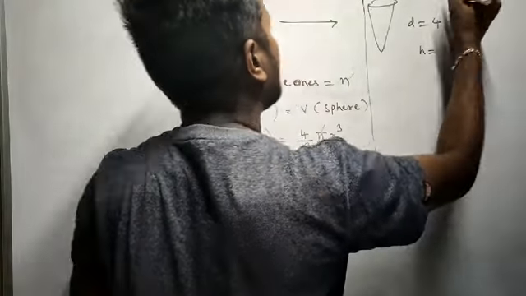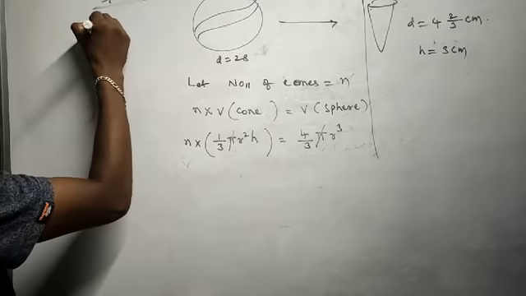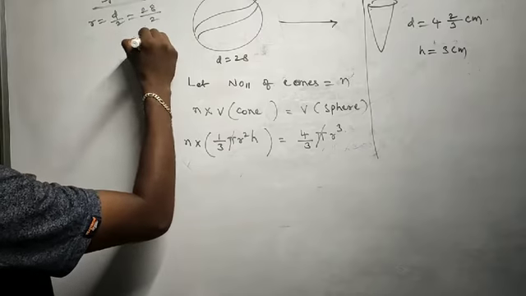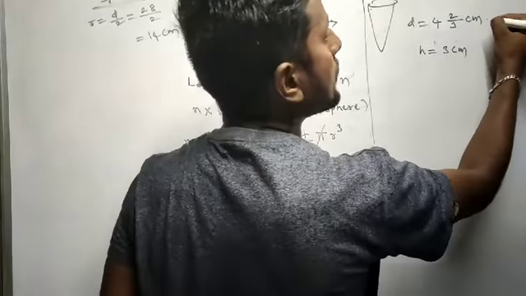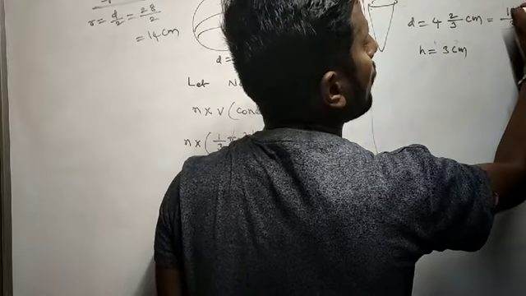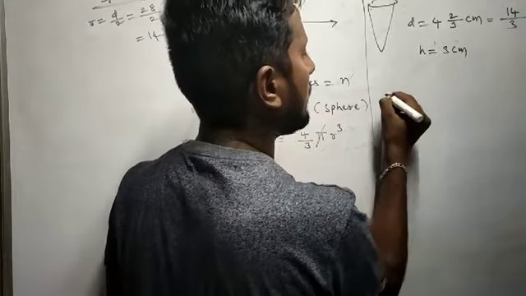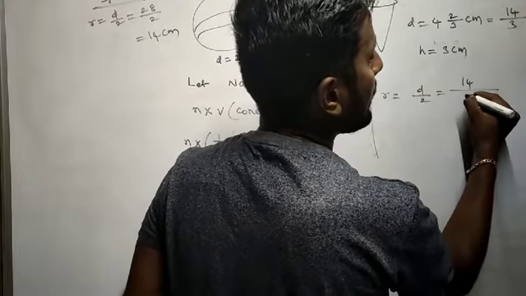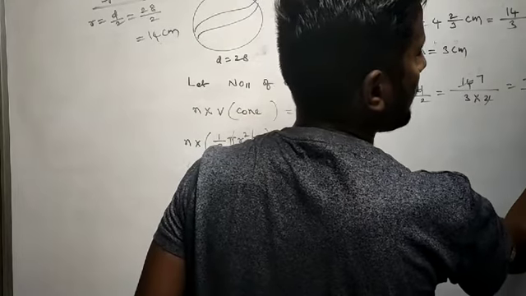Cone, sphere. Now the sphere, r value is d by 2. So already we know 28 by 2, then r value is 14 centimeters. It's about the sphere, okay? And the mixed fraction 4 2 by 3: 3 as it is, 4 threes are 12 plus 2 is 14 by 3 centimeters. It is the diameter. R is equal to d by 2. So that is nothing but 14 by 3 into 2, simple, 7 by 3 centimeters.